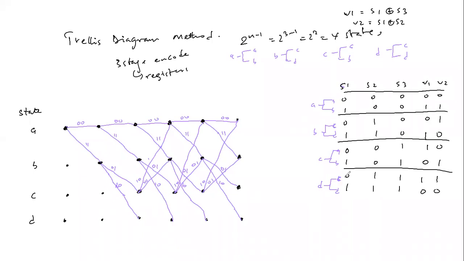Then finally, we can move from D to C, from this state to another state, D to C, that is 1, 1. Then D to D, the output is 0, 0. So from D to C, that's 1, 1. Then D to D, 0, 0. And from D to C, 1, 1. From D to D, 0, 0.